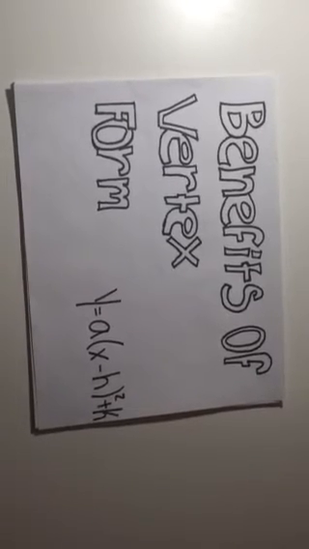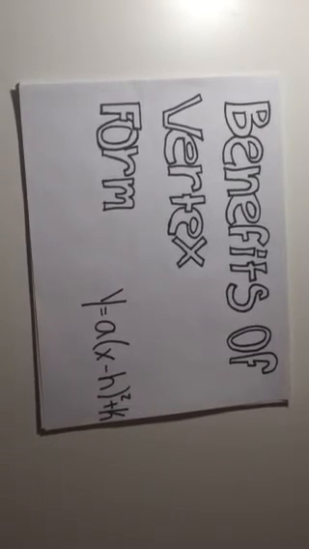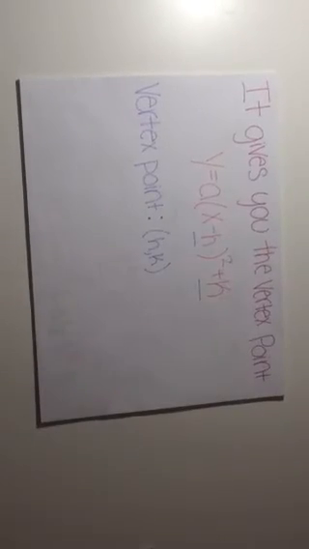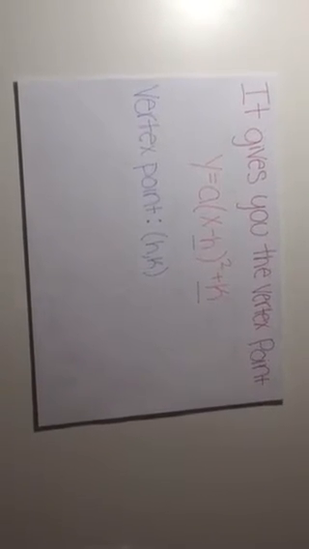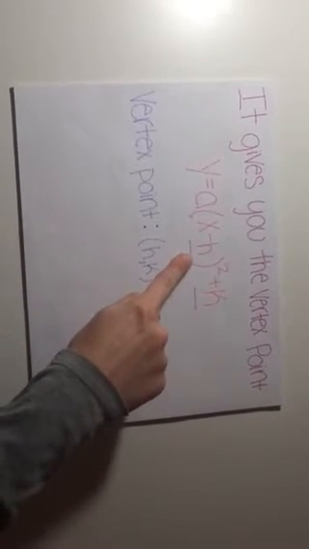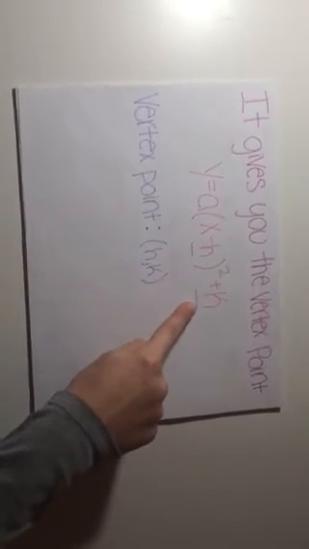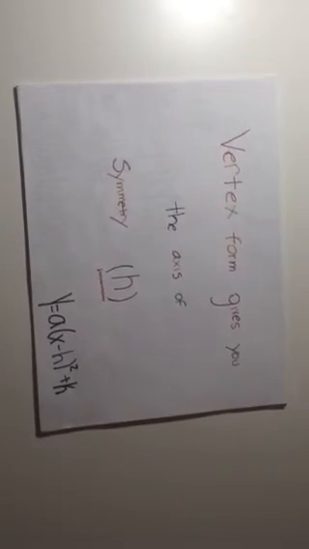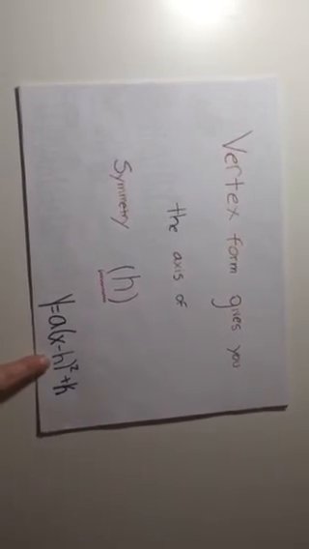Benefits of vertex form, which is written as y equals a times (x minus h) squared plus k. It gives you the vertex point within the equation. The vertex point is the opposite of the h value, comma k. Vertex form also gives you the axis of symmetry, which is the opposite of your h value.